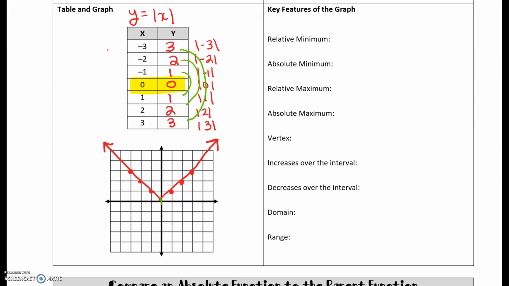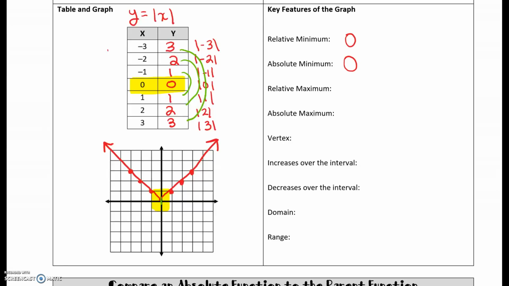So let's go over here and let's analyze this graph by doing the key features of the graph. First, relative min, absolute min. Now remember, a relative min can happen in between endpoints, and then absolute min is absolutely the lowest part on the graph. So if we look right here, this is where 0, 0's at, we do actually find the point 0, 0 right here. So that's going to be the relative and absolute min. Remember, we only report the y value for the absolute or relative min or max.